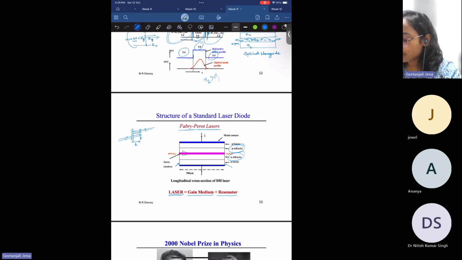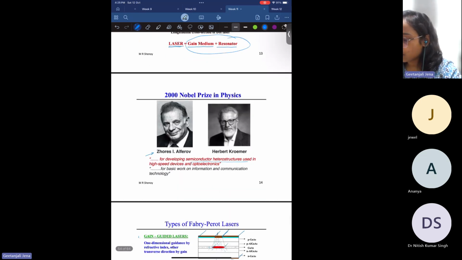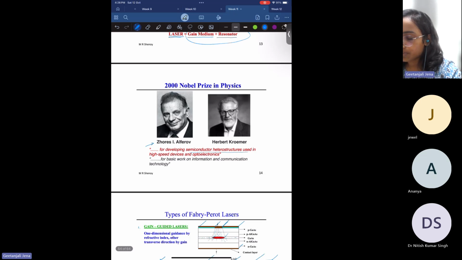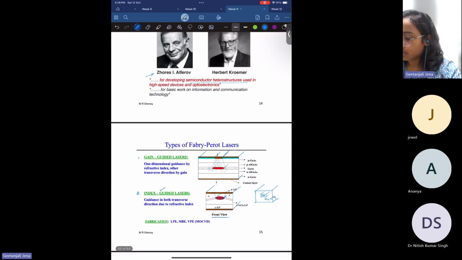And as we have seen, the laser consists of a resonator and a gain medium. Okay, and let us see what we have now. So these two scientists, Alferov and Kroemer, have been awarded the Nobel Prize in 2000 for developing semiconductor heterostructures used in high-speed devices and optoelectronics, and for basic work on information and communication technology. So this indicates how the development of heterostructures has been crucial for developing semiconductor lasers and for optical communication.